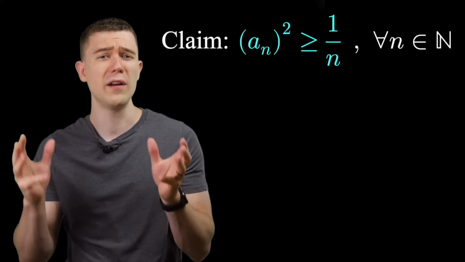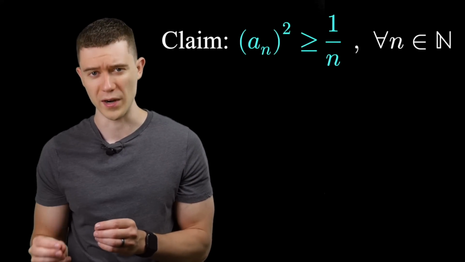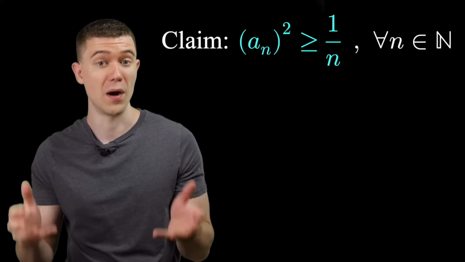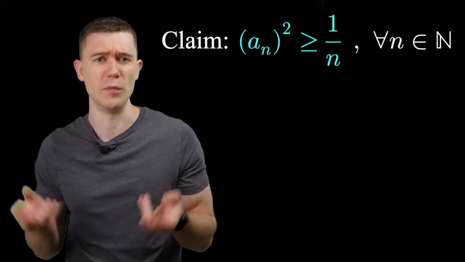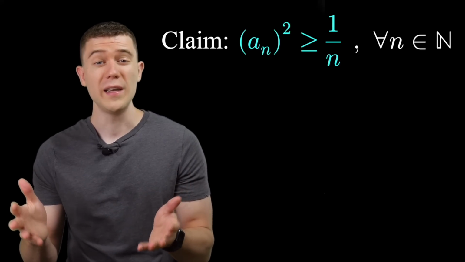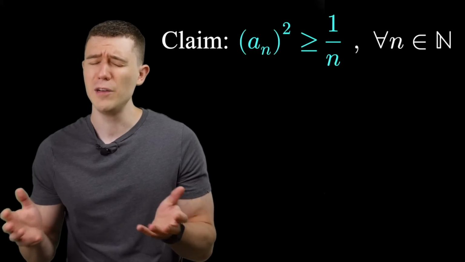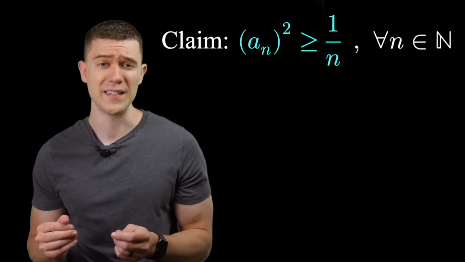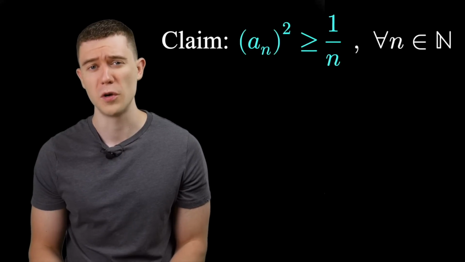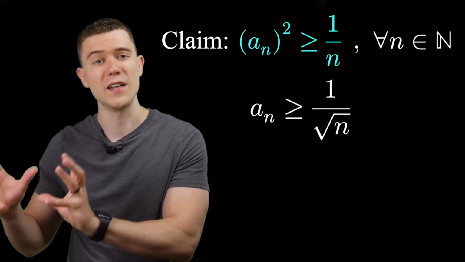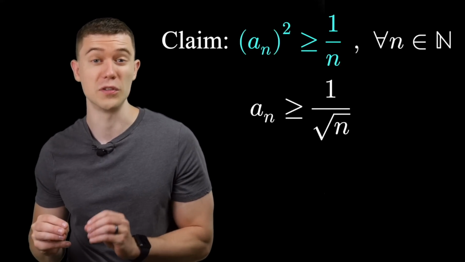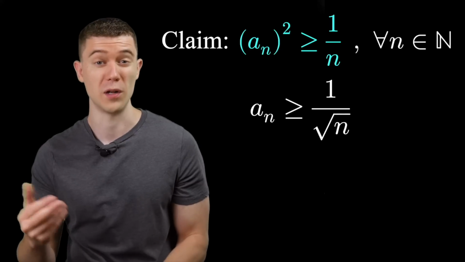Here's our claim. A sub n squared is greater than or equal to 1 over n. This is our comparison to the harmonic series, since we can just take the sum of both sides. Maybe it's a little clunky to work with a sub n squared, and we've been talking about simply a sub n this entire time. Let's just take the square root of both sides, and we'll restrict our discussion to only n greater than or equal to 1. That way we don't have to worry about plus or minuses.